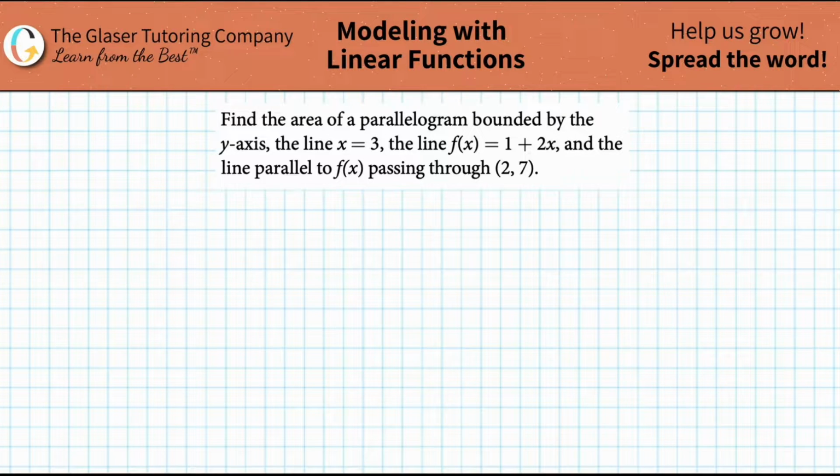Find the area of a parallelogram bounded by the y-axis, the line at x equals 3, the line f of x is equal to 1 plus 2x, and the line parallel to f of x passing through 2 comma 7.